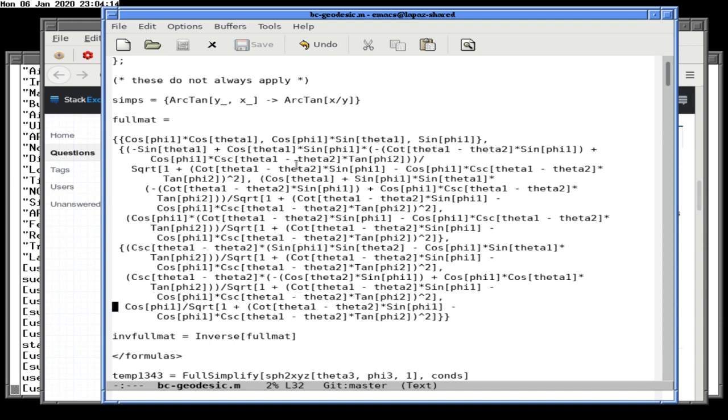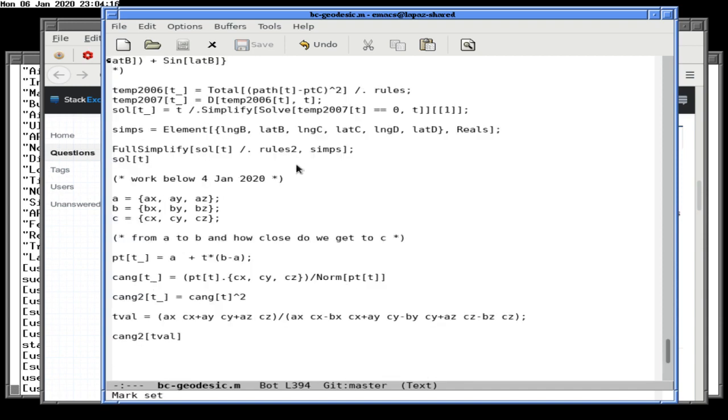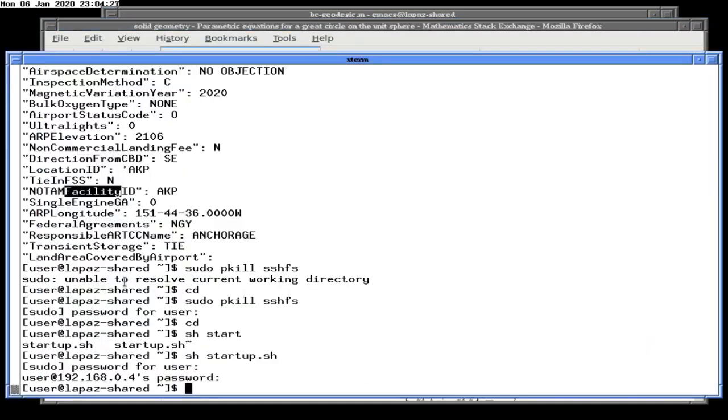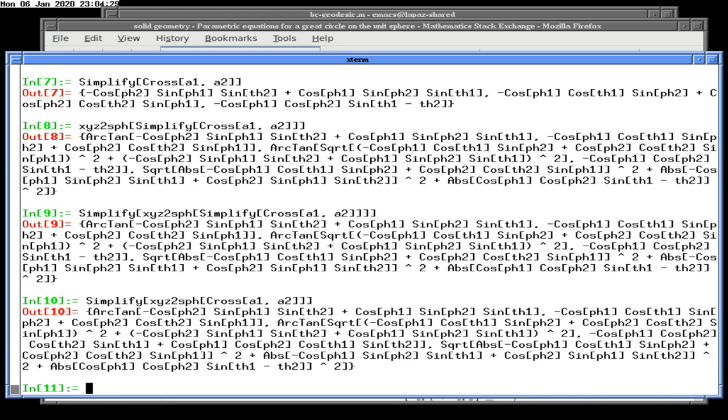Okay, so let's go ahead and start some work down here and say work below 6 January 2020, which is what it is here, and even in Greenwich for another hour, another 56 minutes. Okay, so one thing I found out, and I think I might still have it here, but not that.